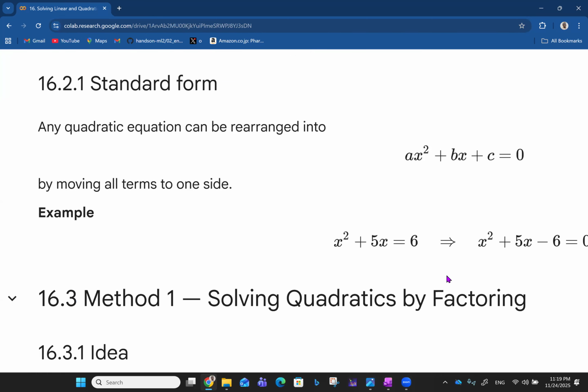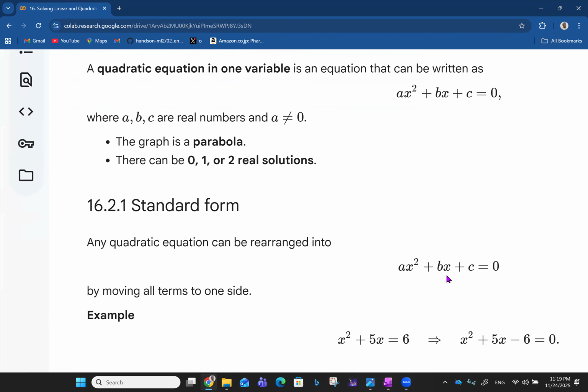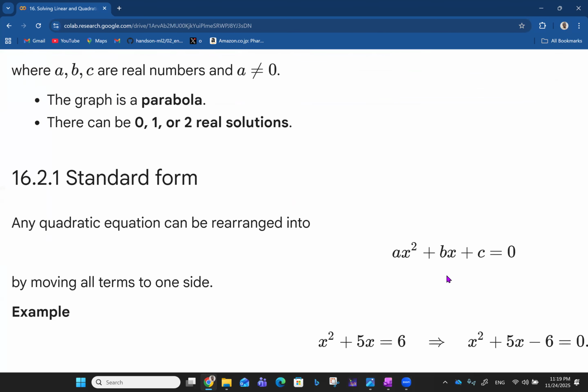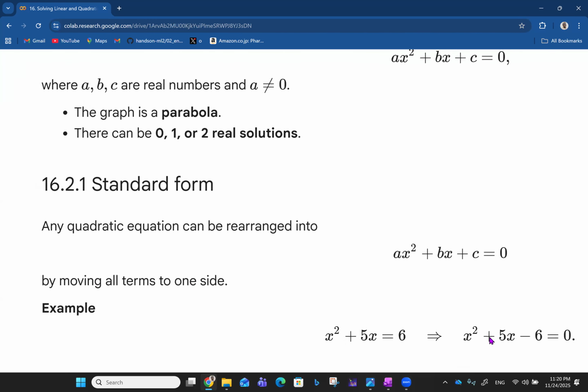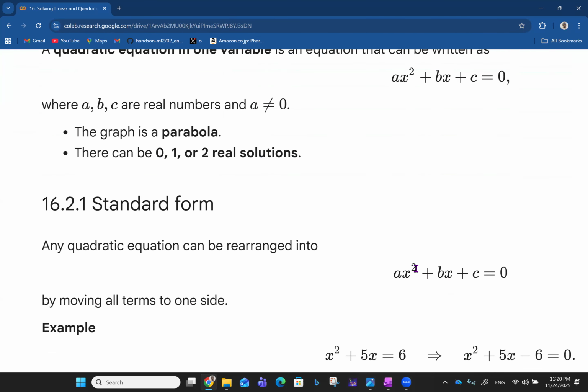So talking about the standard form now, any quadratic equation can be rearranged into ax squared plus bx plus c equals 0 by moving all terms to one side. For example, if you have x squared plus 5x equals 6, that implies you have x squared plus 5x minus 6 equals 0, if you bring 6 back here. Then you have a standard quadratic equation. So here a is 1 because the coefficient of x squared is 1, b is 5, and c is minus 6.